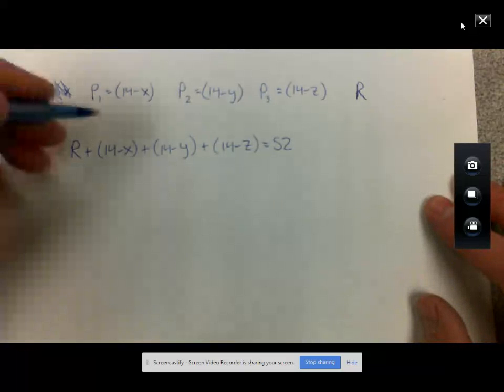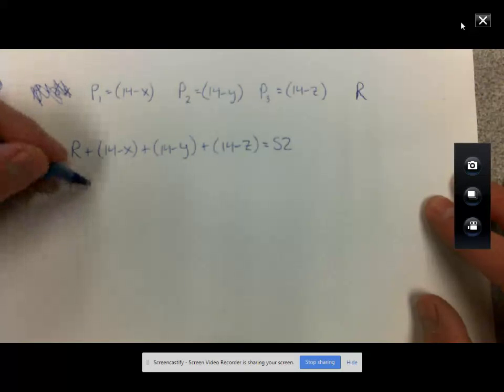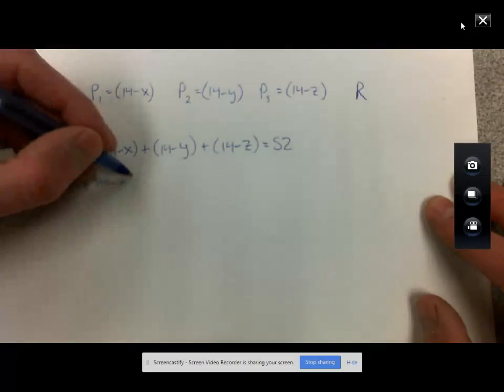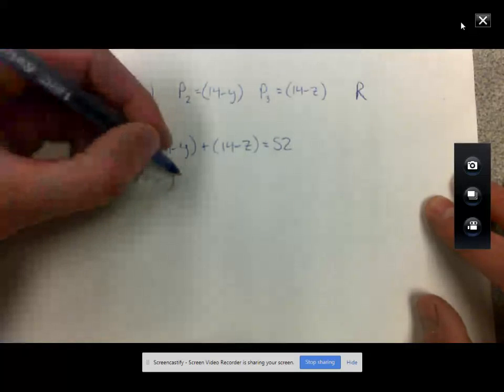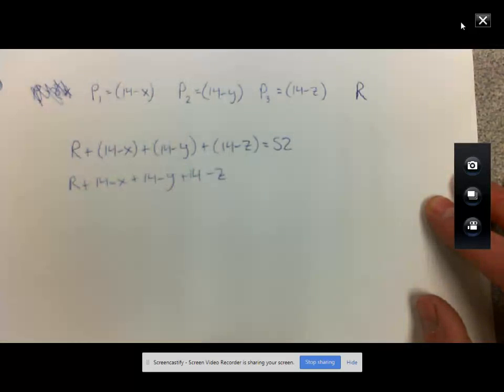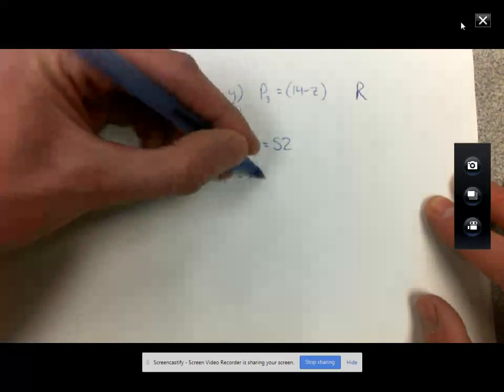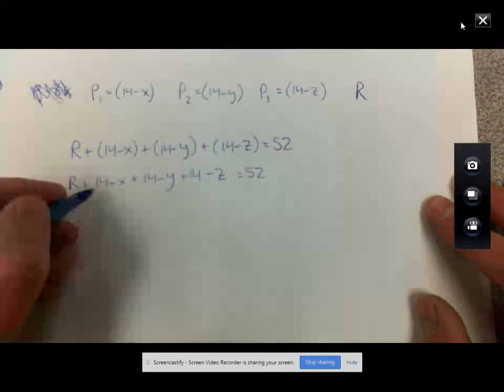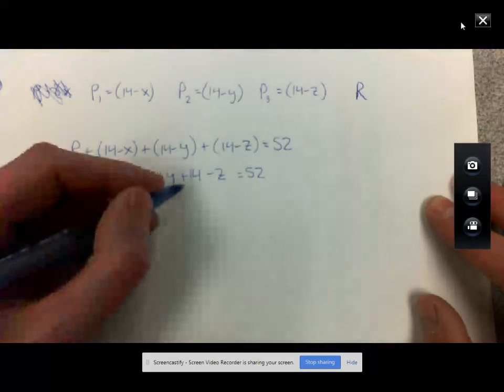So if I get rid of the parentheses, I have R plus 14 minus X plus 14 minus Y plus 14 minus Z. I don't have to worry about distributing for any of those, so we're good there. If I combine like terms, I've got 14, 14, and 14.